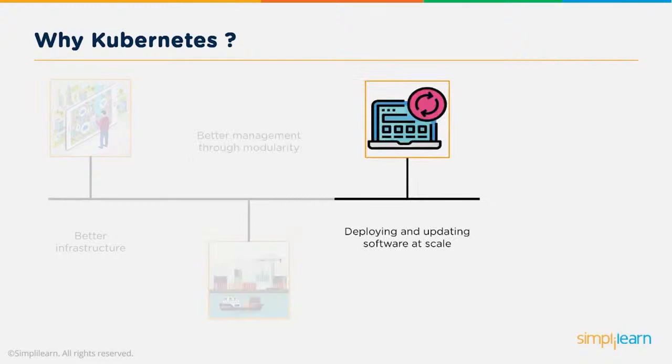The ability to deploy and update software at scale is really at the heart and center of Kubernetes. It's really one of the reasons why Kubernetes was created, to be able to scale up the deployment of software into tens of thousands of networks and servers within a data center.